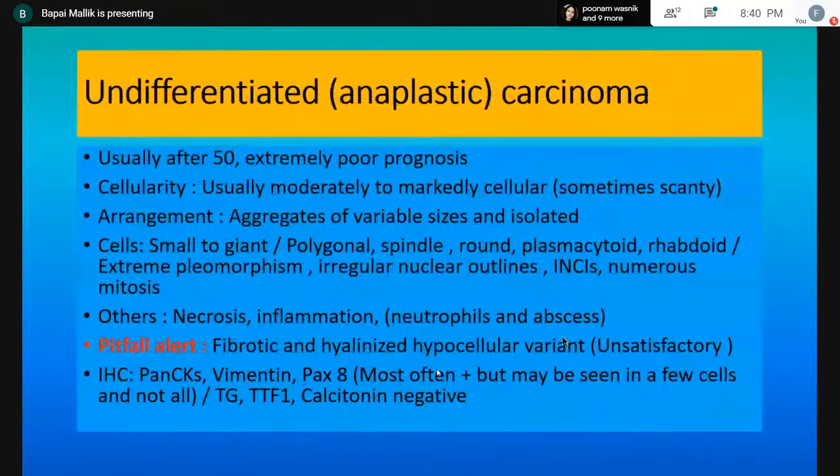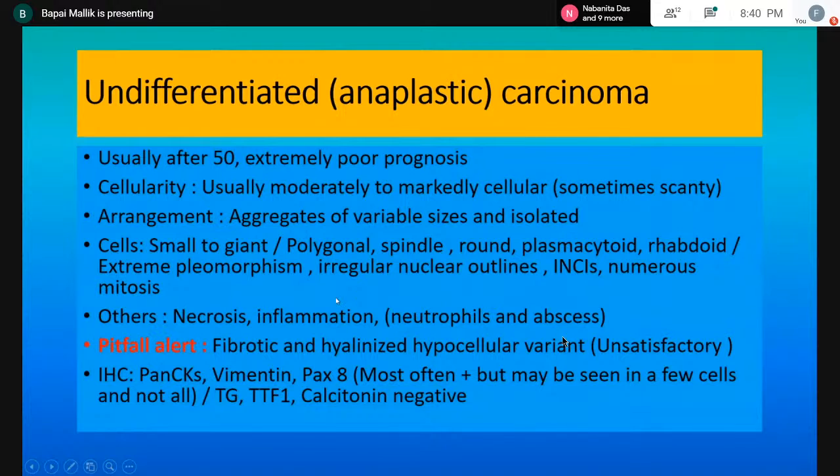The next one is something which is hardly ever missed, but sometimes they might be missed. I'll tell you where. Undifferentiated anaplastic carcinomas of the thyroid. Usually patients are above 50, but sometimes you can find them in younger patients. We saw one, I think, which was a younger patient with extremely poor prognosis. Smears are usually markedly cellular. They show aggregates of variable sizes and isolated cells.